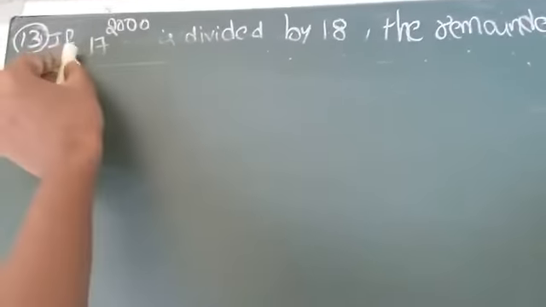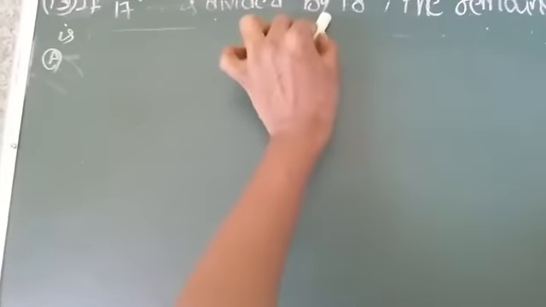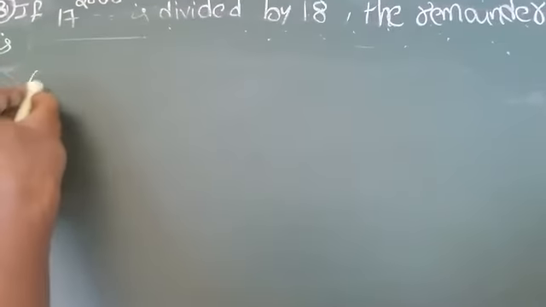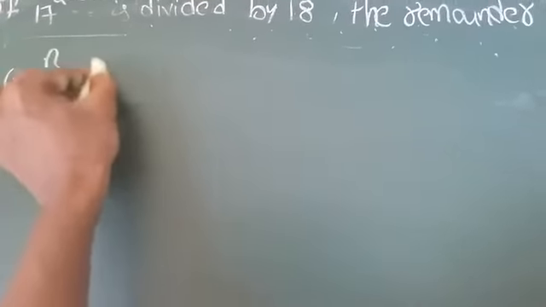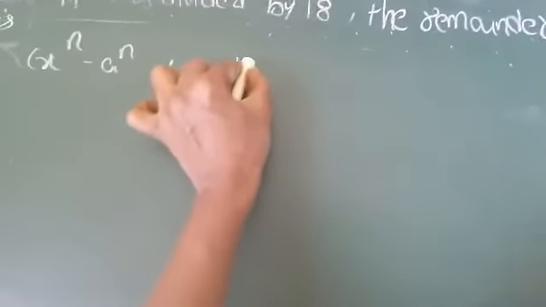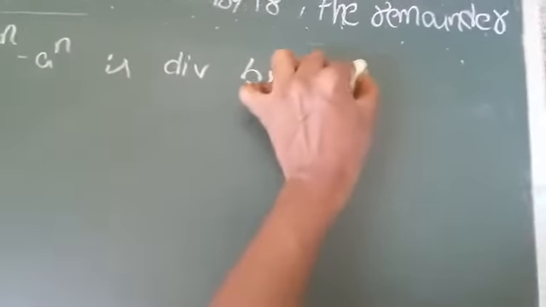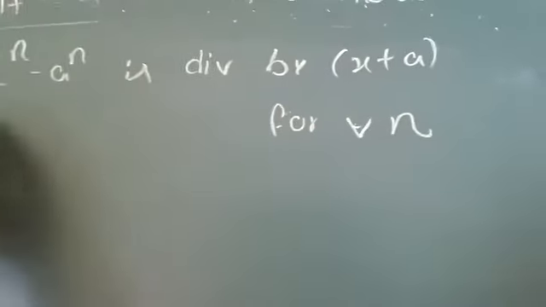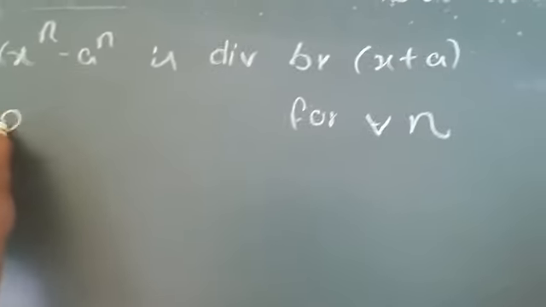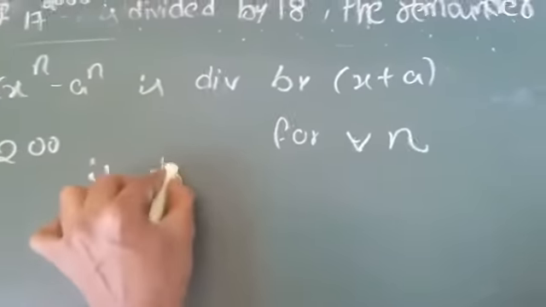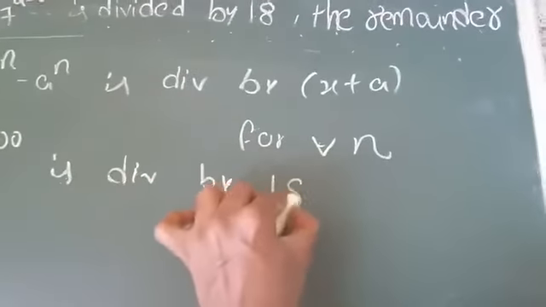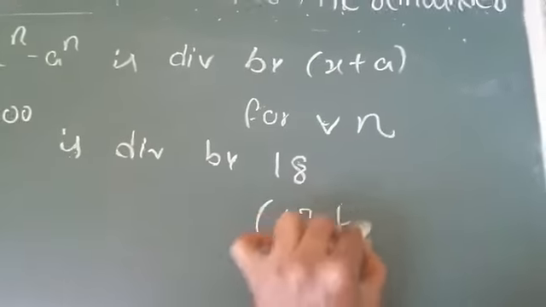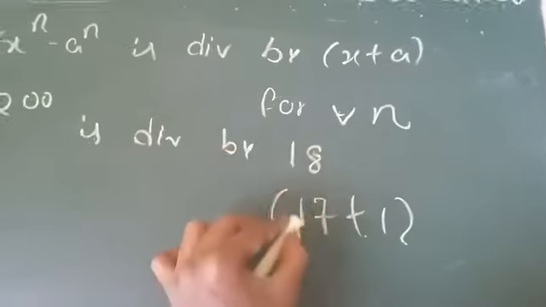See the next question. If 17 power 2000 is divided by 18, what will be the remainder? To find the remainder, remember one formula: x power n minus a power n is divisible by x plus a, for all values of n. So here the given question is in the form of 17 power 2000, which is divided by 18. You can write 18 in x plus a form, that is 17 plus 1.